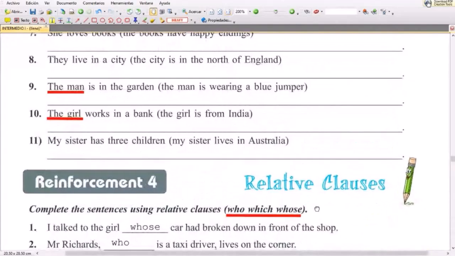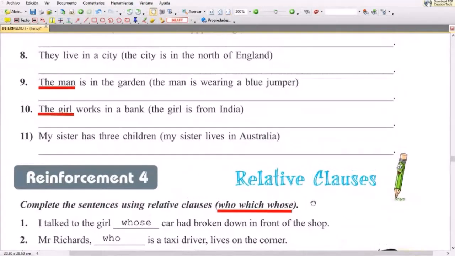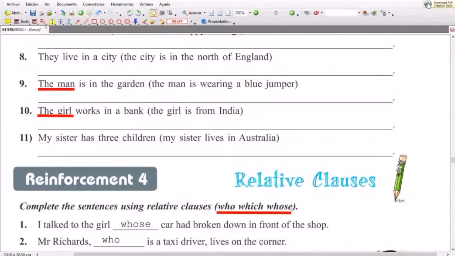Reinforcement four. I want you to do reinforcement four first, because it's like the first one, and here you're going to focus on just who, which, or whose. You can use which with things and animals, who with people, whose with possession. For example: I talked to the girl whose car had broken down in front of the shop. You have girl and car.